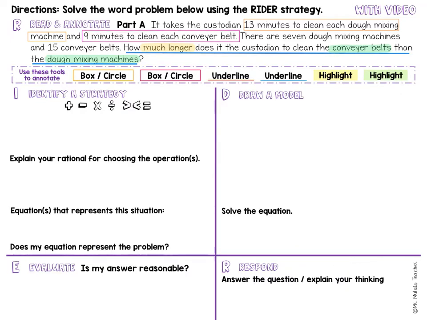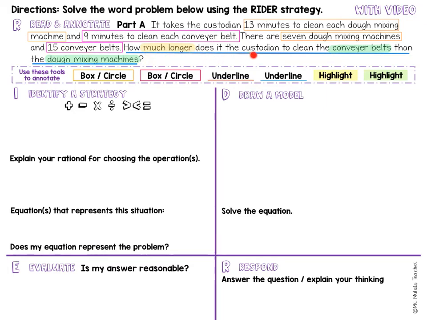The reason that I put a pink box instead of an orange box around the conveyor belt is because I noticed when I read my question, we have to know how much larger one is than the other. So we have to know about the dough mixing machine, and then we also have to know about the conveyor belt. They're two separate things. There are 7 dough mixing machines. So now we need to circle that in orange because we're talking about the dough mixing machine again. And 15 conveyor belts. Let's put that in pink since that has to do with conveyor belts.